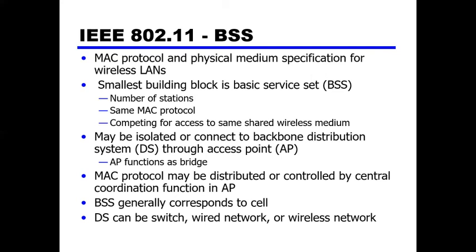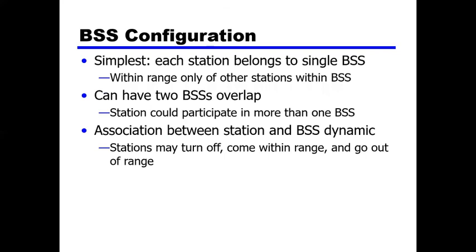AP is the access point. BSS, the basic service set, generally corresponds to the given cell. DS can use the switch, wired network and wireless network. Now you can study the next part in the next lecture.